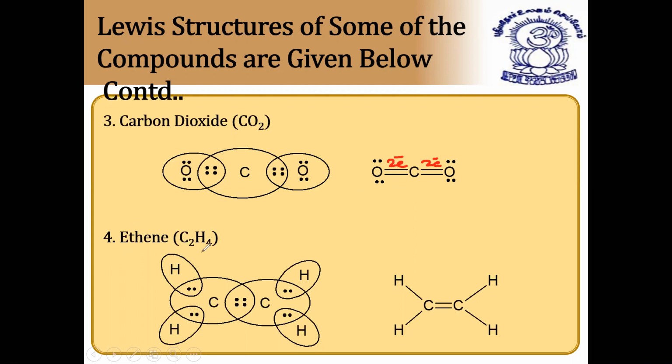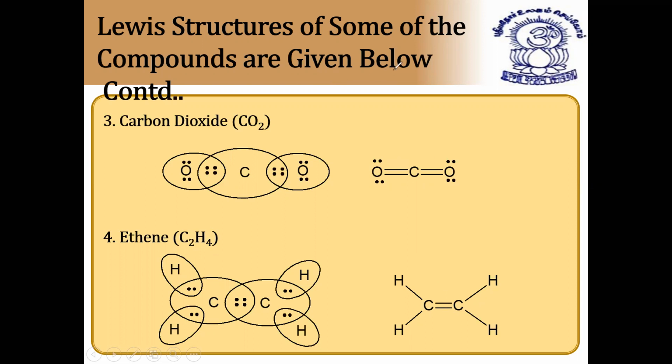Next, the ethene molecule. Its formula is C2H4. Two carbons share with 4 hydrogens. This carbon requires 4 electrons. Here 1 electron, because a single bond means 1 electron, and here it is sharing with one more carbon 2 electrons. So on the whole, it becomes 4. In this way, they attain stability. I hope it is clear.